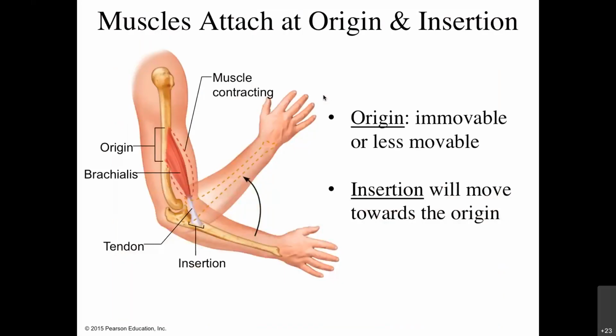Awesome. Okay. So I introduced these words already, but let's define them more specifically. Origin is the less movable part where the muscle attaches, and the insertion is the part that moves. So if this is our bicep, the origin doesn't move when we move our elbow. It's the insertion that moves. The origin is held steady while we move that insertion.